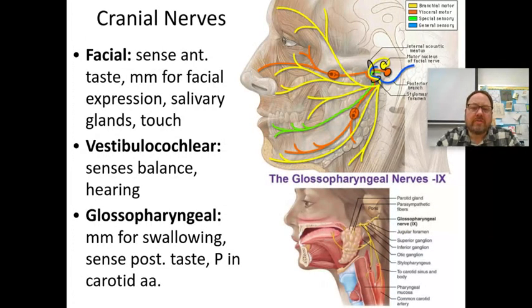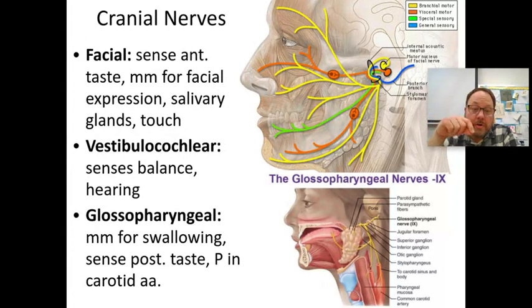The facial nerve. The facial nerve will help you with taste on the anterior part of your mouth, so it innervates the front part of your tongue. It controls muscles for facial expression, so hence the name facial nerve. And it also controls action or activity of salivary glands. So again, it has both sensory and motor functions.